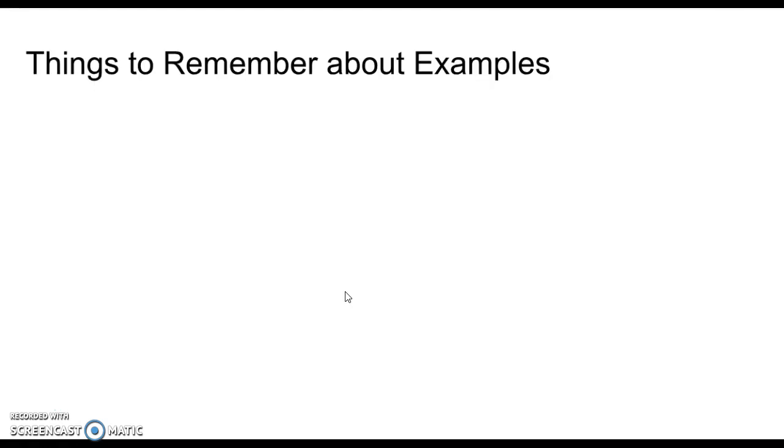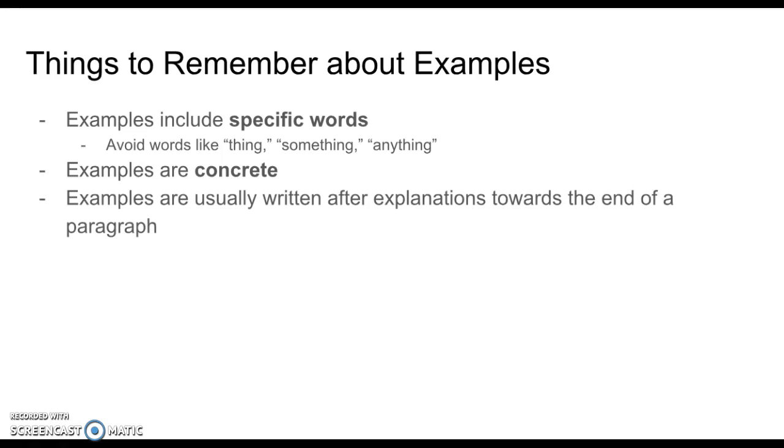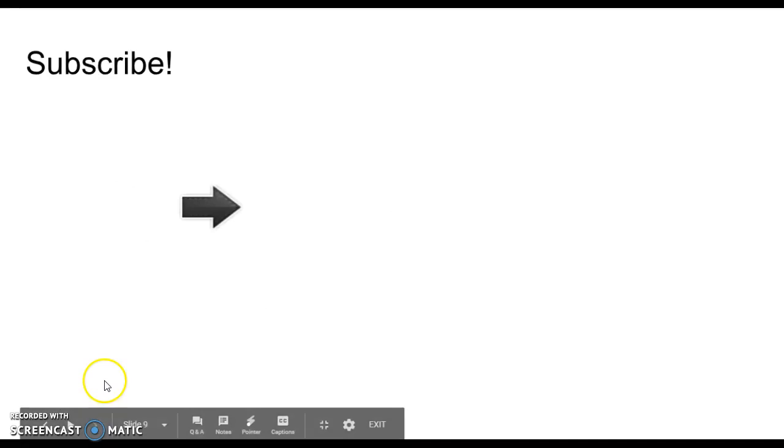So things to remember about examples, one more time. Examples use specific words. They avoid words like thing, something, anything, or general words. And examples are concrete. They allow the reader to visualize or see a picture of what you're thinking in their heads. And examples are usually written after explanations and towards the end of a paragraph. And that's just a little bit about writing examples in paragraphs and essays.